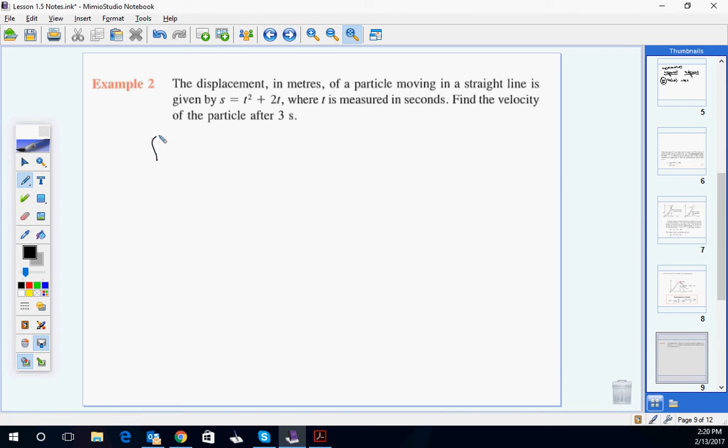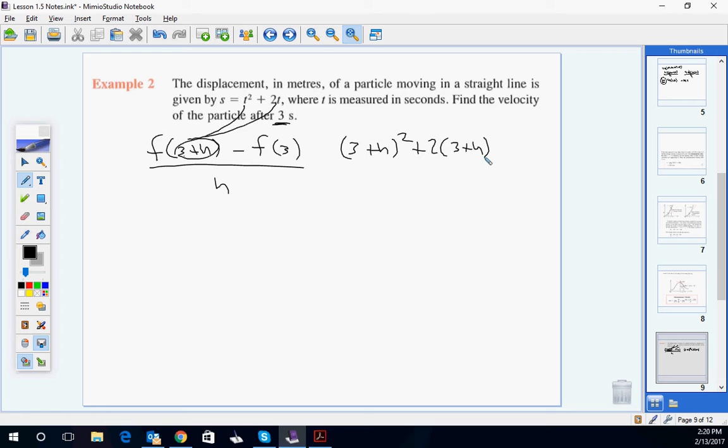Okay, so we are going to use f of a plus h minus f of a all over h, the one we just did. So again, a in this case is 3. Okay, so we can erase this, we can put 3's in. This goes in for t. So we're going to have 3 plus h squared plus 2 times 3 plus h minus f of 3. So what do I get when I put 3 in? 3 squared is 9 plus 6, I get 15, all over h. Okay, have I lost anybody yet? So all I've done so far is plug 3 plus h in for t. That's what it would look like. I plugged 3 in for t. You get 15.